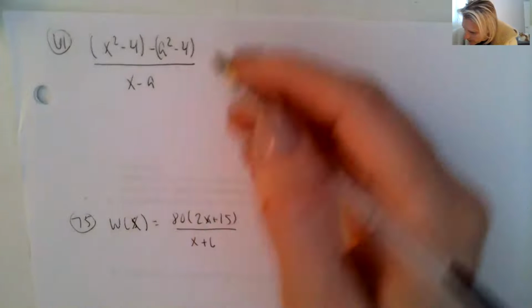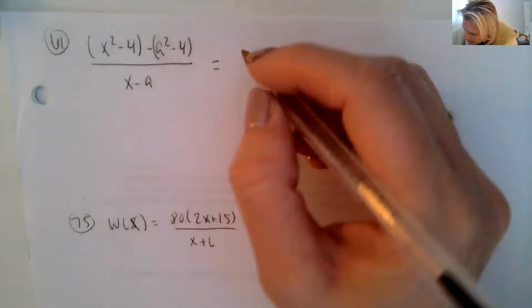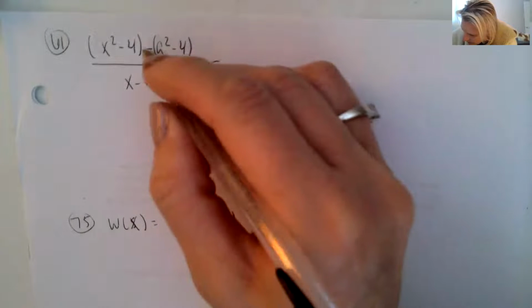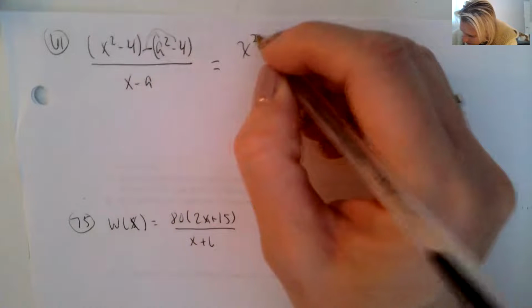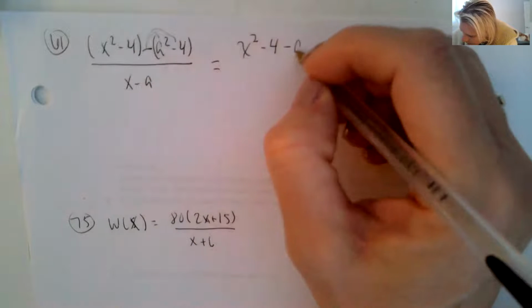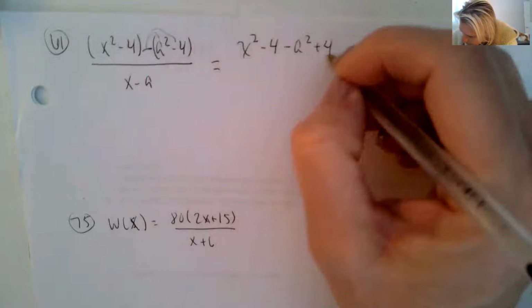So let's simplify this numerator here because this is a subtraction. So let's distribute through the subtraction. We've got x squared minus 4 and then minus a squared plus 4.